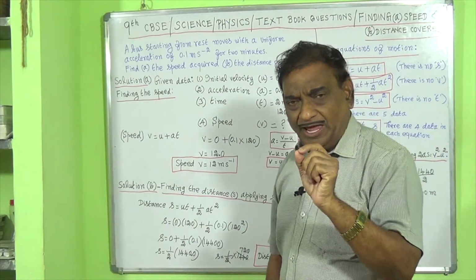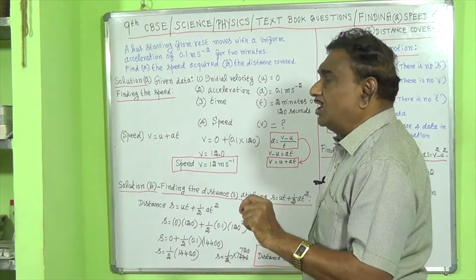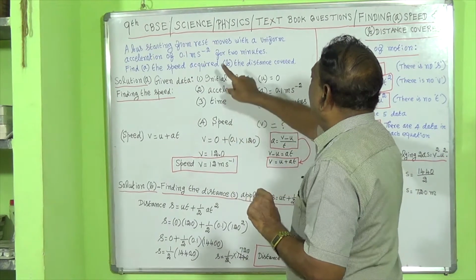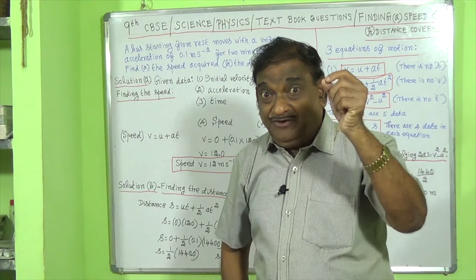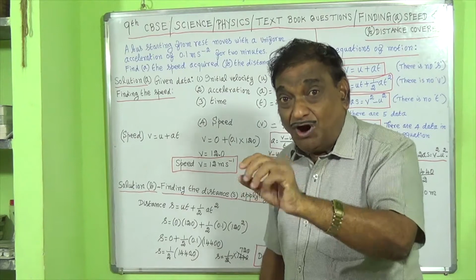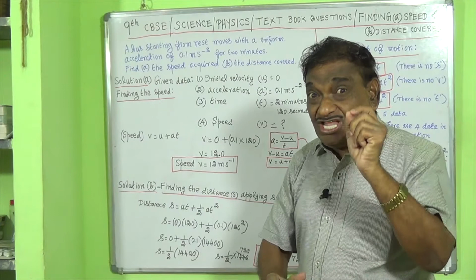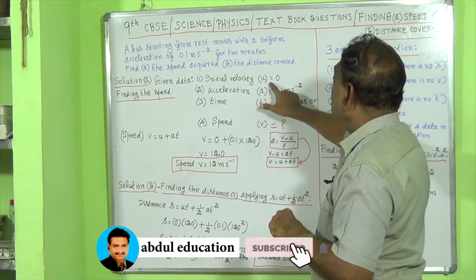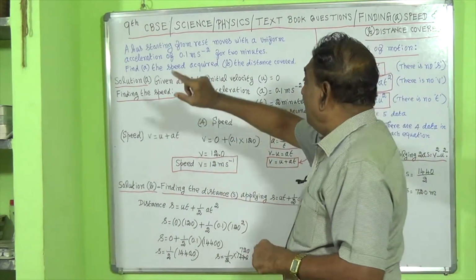First of all, we have to write the data given. What are the data that have been supplied? A bus starting from rest. If a vehicle is started from rest, what will be the velocity? The initial velocity u will be 0. So the initial velocity is provided from the words given.